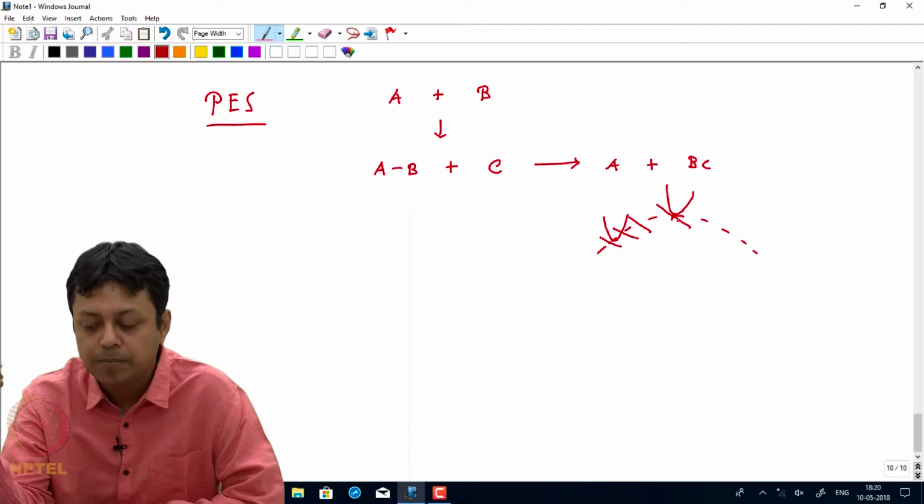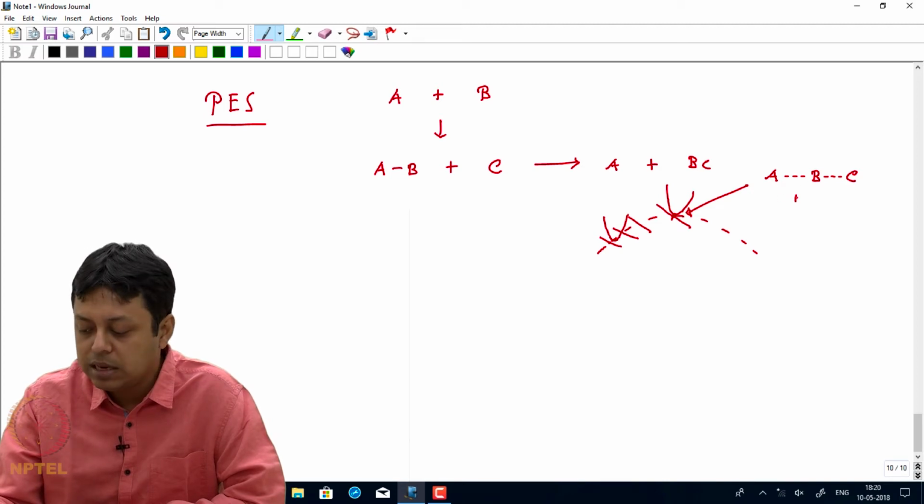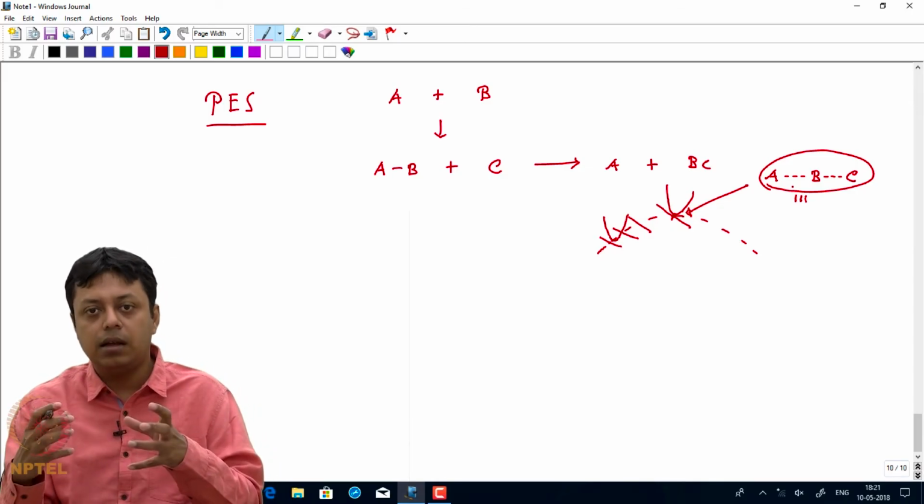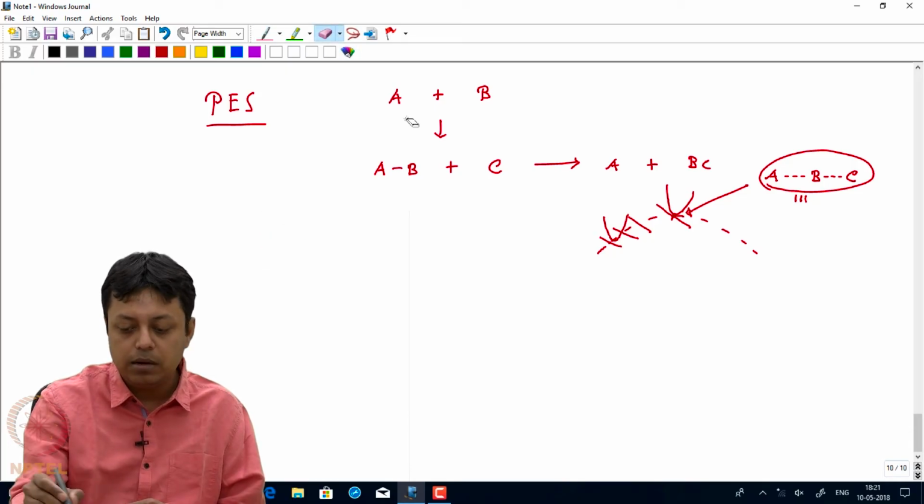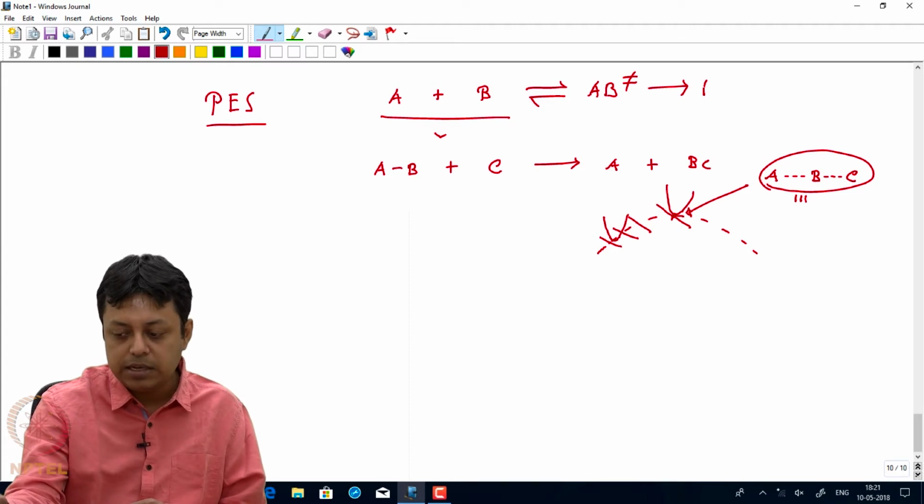So it looks like a saddle, and for that saddle point, you can think that the geometry is something like neither the AB bond is broken nor the BC bond is completely formed, and you call this a transition state geometry, and this entire thing you call a complex, an activated complex. Then you formulate your theory, and you say that this activated complex is in equilibrium with the reactants. So A plus B is directly in equilibrium with some activated complex, and that gives rise to the products.